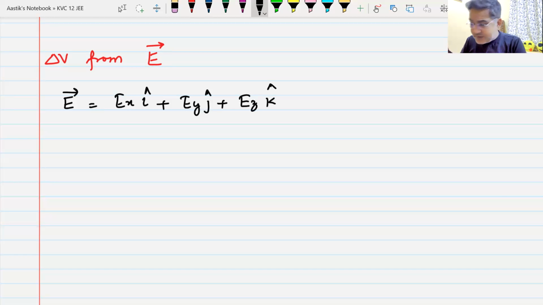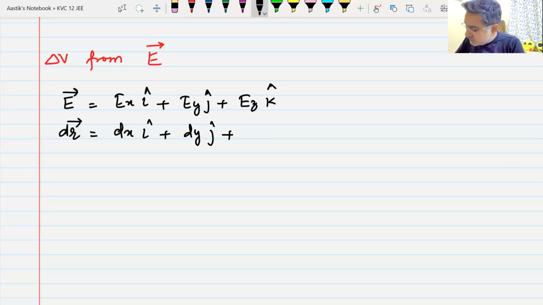Now remember, whatever we are doing is applicable for a number of things together. In place of electric field, this could be force and you are supposed to find out the work done. Same method. This could be conservative field, and you are supposed to find out the change in electrostatic or gravitational energy. Same concept, same principle, same working procedure. So let us say dr is written as dx i hat plus dy j hat plus dz k hat.